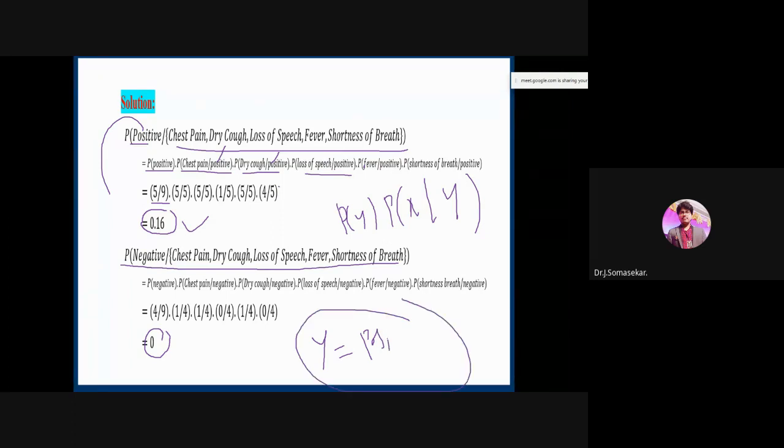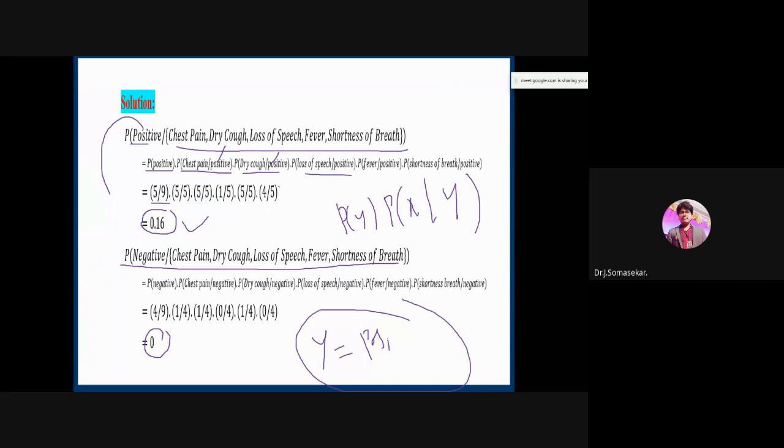I think it's clear. Now we see the beauty of this mathematics. We derived the classifier and applied it to the given data set. Based on the probability of positive given the features, we got 0.16, and for the probability of negative given the features we got 0, out of which the maximum probability is 0.16, which corresponds to the positive class.